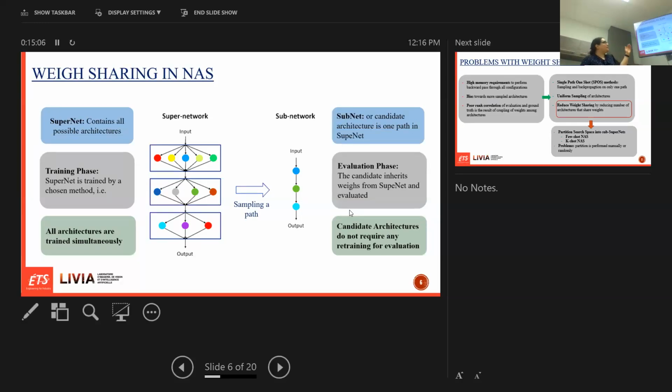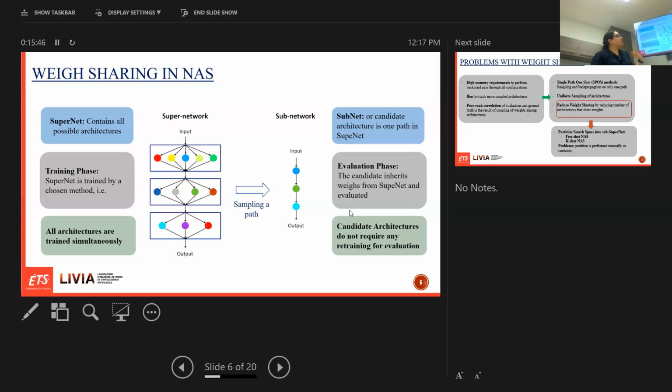In the training phase, we train the whole SuperNet together by a chosen method. The method can be any method, basically. In this way, all the architectures that we have are trained at the same time. So here, for example, these are different candidates for each layer, and we train all of them together.